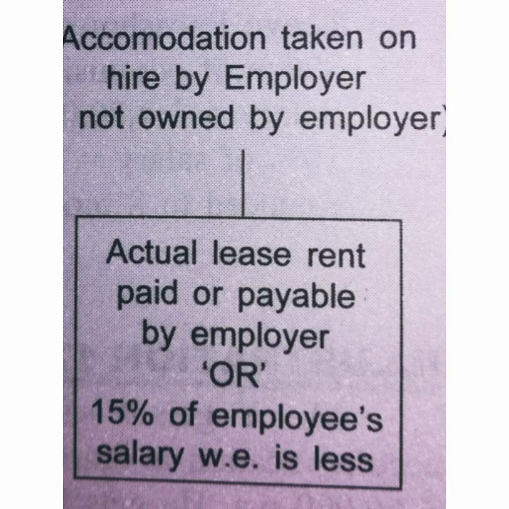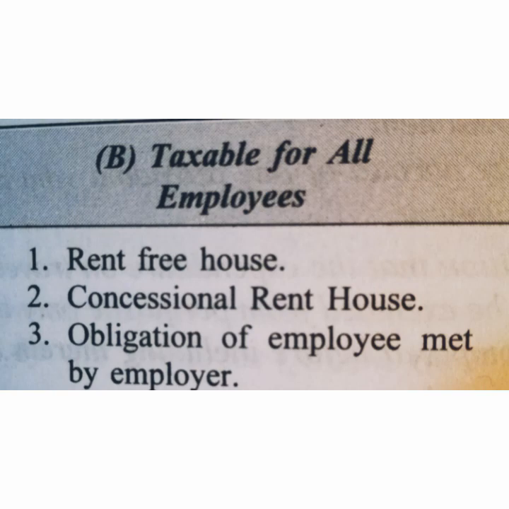Now, the second part: if the accommodation, the house, is not owned by the employer and he himself has taken it on hire. In this case, the value is clear, because the value is what the employer is giving to the person from whom he rented the room, right? So the value of the perk will be the actual rent paid by the employer or 15% of employee salary, whichever is less. Now let's go to number 2, that is concessional rent house.